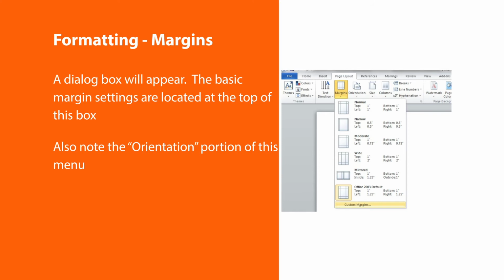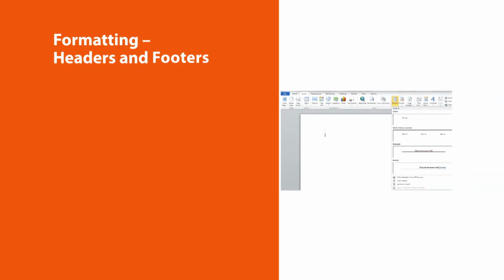Also note that the orientation portion of this menu is there. Formatting header and footer is a good thing, because you can put a header as well as a footer. The best part is that if you double click on this particular text, you automatically move to the header and footer, and this portion can be enabled. Otherwise you can go from here, choose the header and put in plain text, whatever you want.